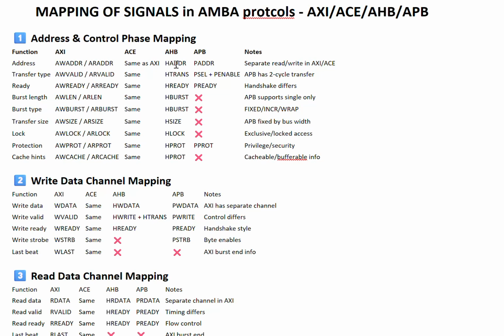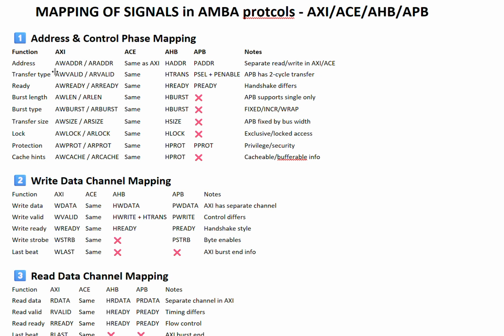Hi all. In this video, we'll be looking at the mapping of various signals in various AMBA protocols, namely AXI, ACE, AHB, and APB, and how their different signals can be mapped to each other. So let us start with the address and control phase.